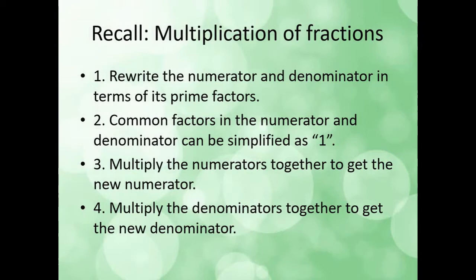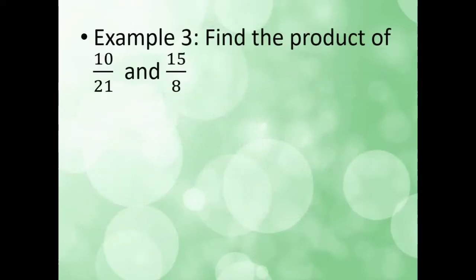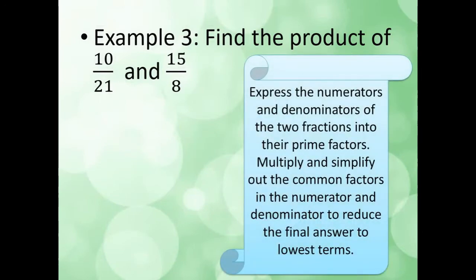Example number 3. Find the product of 10/21 and 15/8. Express the numerators and denominators of the two fractions into their prime factors. Multiply and simplify out the common factors in the numerator and denominator to reduce the final answer to lowest terms.